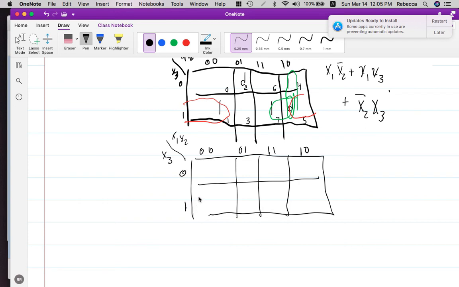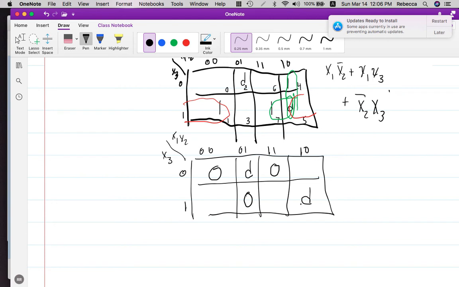Now, the zeros, you use zeros for product of sums, and you will have zeros everywhere that you didn't have a 1 or a D in this first one. So I'll put a 0 here, and a 0 here, and a 0 here. And now it'll have D's in the same places, because D's don't care, so they can be zeros or ones. So I'll put a D here, and I'll put a D here.